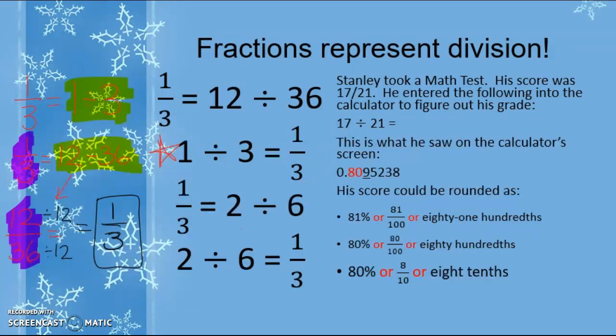And here you'll see some more equivalent fractions, 2/6, and it doesn't matter which side of the equal sign the numbers are recorded.